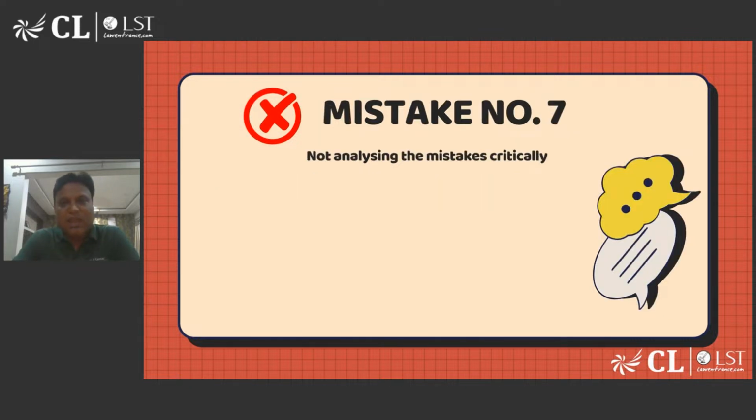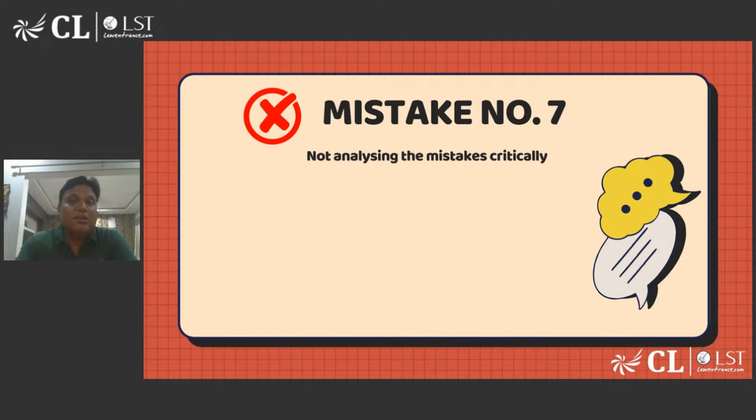Mistake number 7: not analyzing the mistakes critically. When I'm talking about the mistakes, this also includes the mistakes that you commit in your classes. For example, when the teacher is discussing something in class and you have got the answer wrong, you should critically analyze why you made that mistake. You should critically listen to what your faculty is saying about the right answer and the wrong answer.